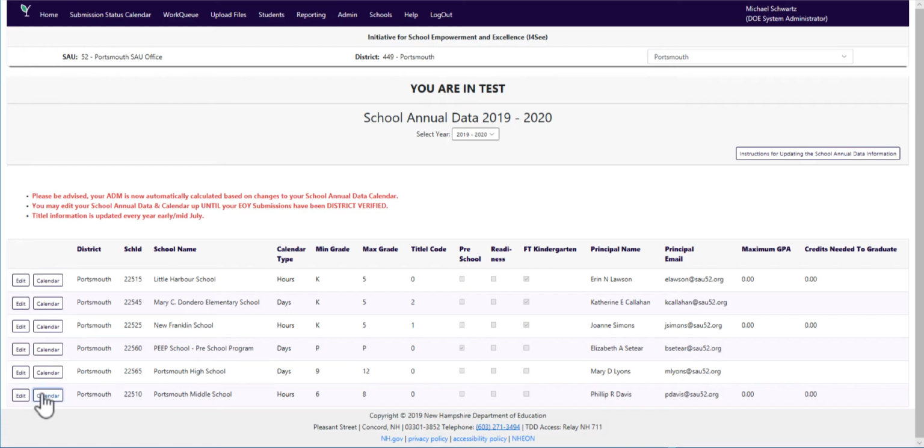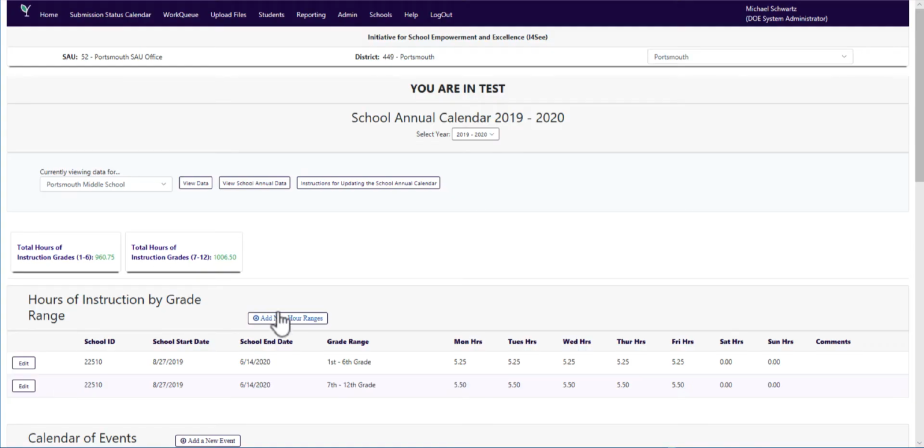When you click on the calendar, you'll see that the calendar is specified in grade buckets, and these are done based on school law. So although we're specifying here that the grade range is from 1 to 6, and that 1 to 6 were in school for 5.25 hours per day, we understand that that is only applying in this scenario for Portsmouth Middle School to grade 6, because the middle school doesn't have a 1 to 5. So don't let that confuse you.